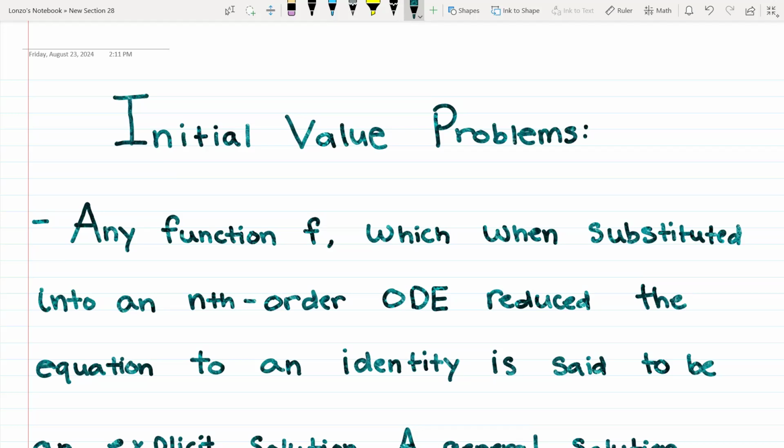Okay, so we are continuing with initial value problems. On the other video, I did explain, we did some initial value problems before. This time, we're going to go more in depth.